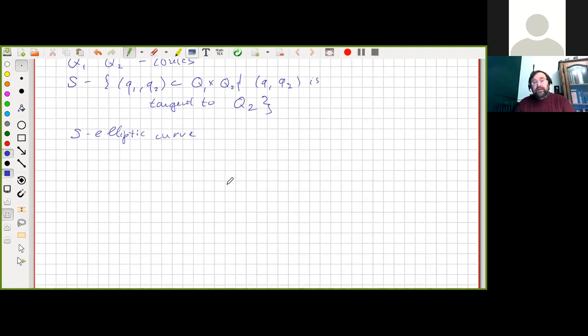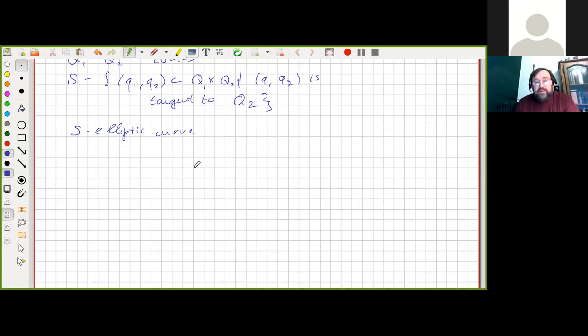It can be seen quite easily in the following way. Since I'm in the complex setting, I'll draw the two conics as intersecting each other. And therefore, of course, you have a map from S to Q1 and to Q2, because it's just a subset of the direct product. And I claim that these maps are ramified. So usually every point has two inverse images.